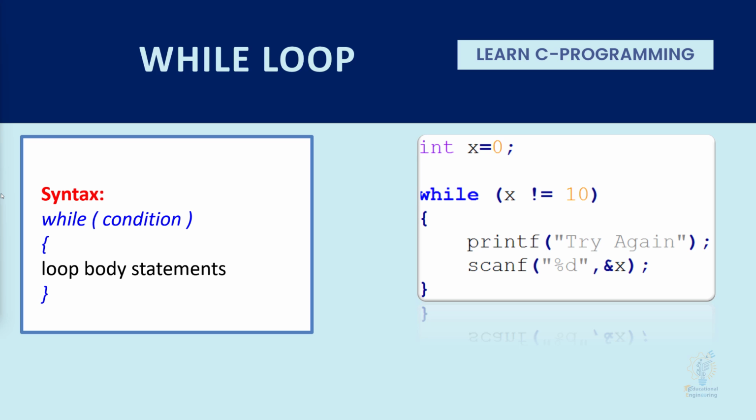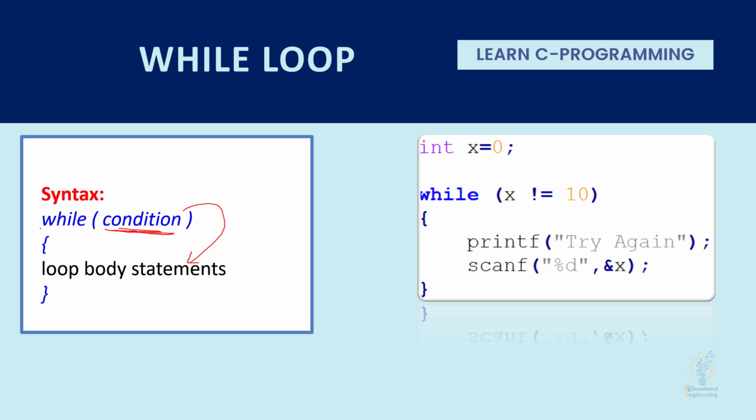Hello and welcome to this new lesson in which we are going to talk about while loops. The while loop applies the code given that the condition is true. Now, the syntax is very simple. If this condition is true, the while loop will execute the loop body statement. Otherwise, it will get out of the loop.